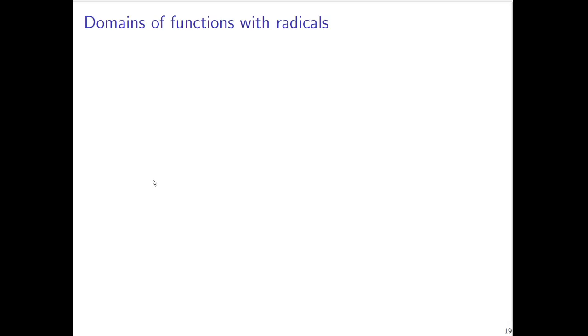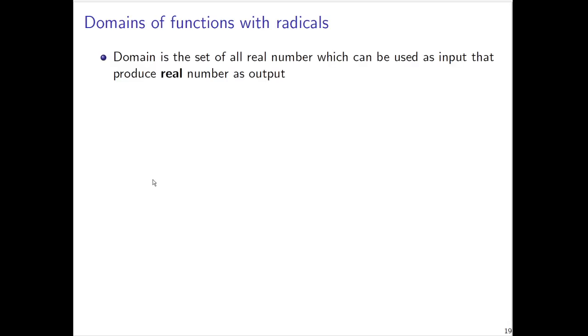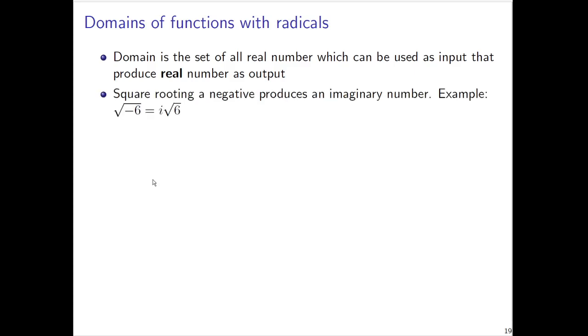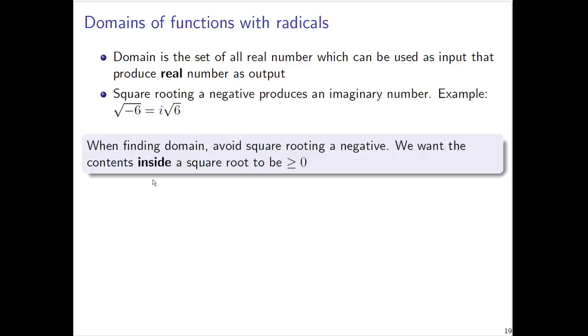Let's now add to the story about domains of functions. So we're going to look at domains of functions which have radicals. Recall that the domain is the set of all real numbers which can be used as input, which produce a real number as output. And remember that square rooting a negative produces an imaginary number. So for example, root negative 6 is i root 6. So we don't want that.